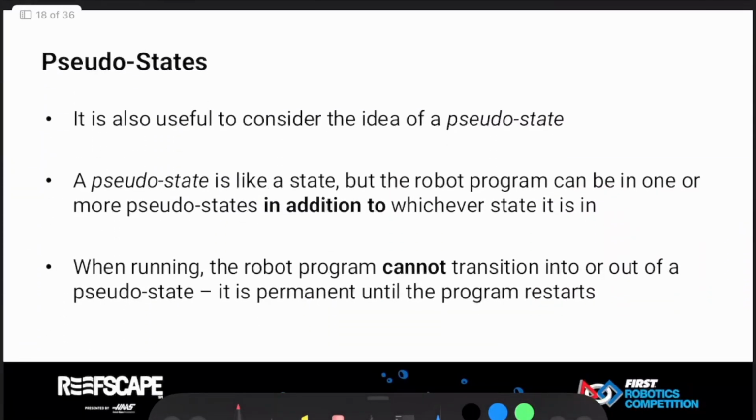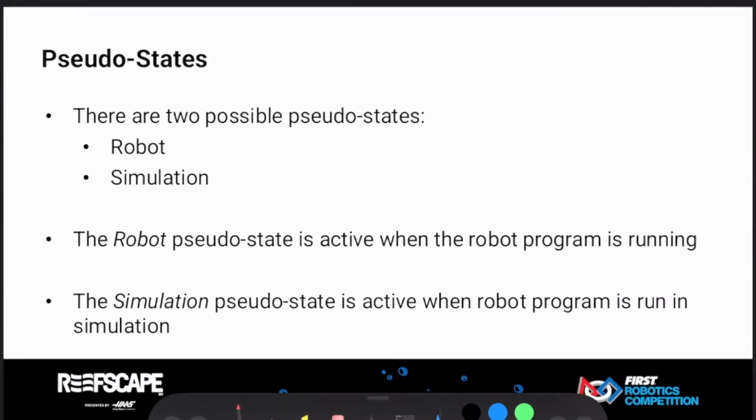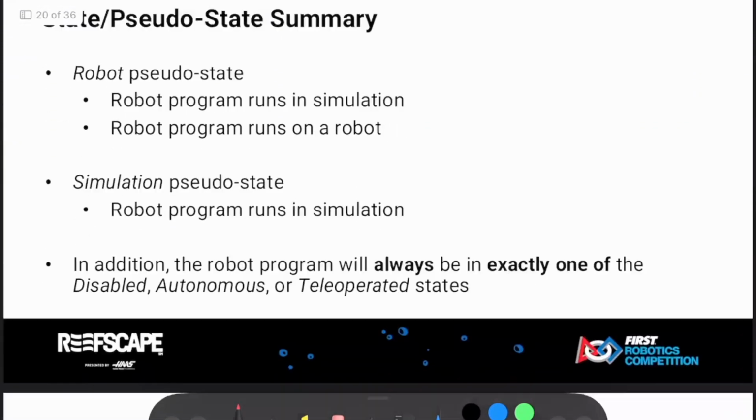Now we have these other things called pseudo states. I'm going to talk about them. Don't worry a whole lot about them. But they're kind of like states in that they define what the robot does. But unlike the states, you don't transition between them. You're just either always in them or always not in them. And there's two of them.